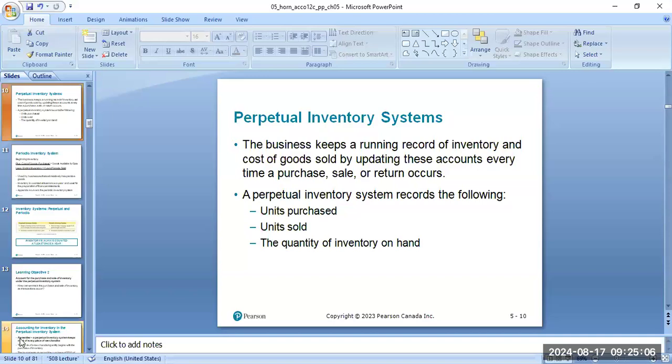It updates with every transaction that happens. The transactions again can be purchases, sales, and returns. That system is going to keep a record of units purchased, units sold, and the quantity of inventory on hand. As you can see here, we're not talking about cost. We talk about physical units which we have available for sale, physical units that we actually sold, and the actual quantity that we have available on hand right at this moment.